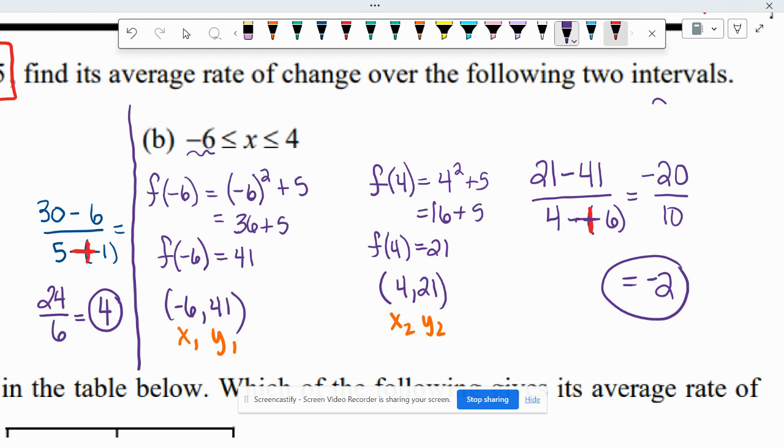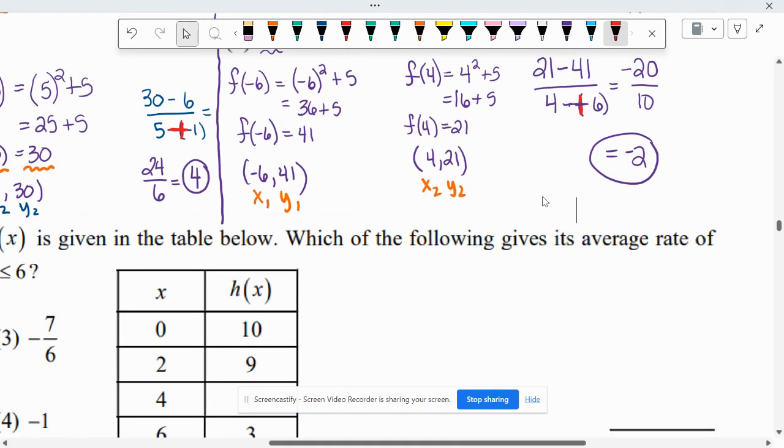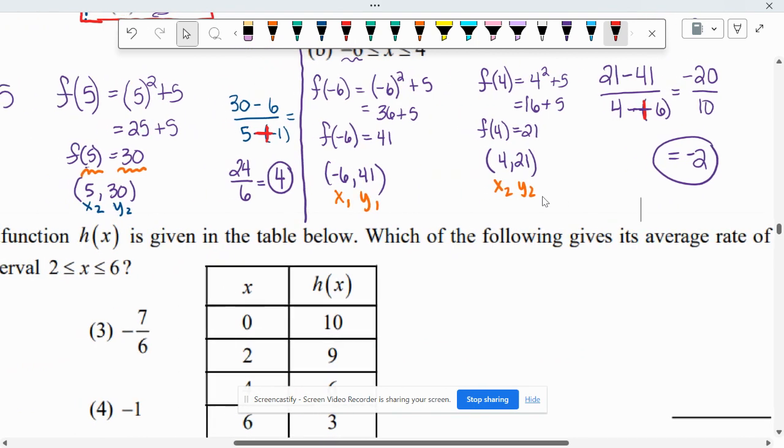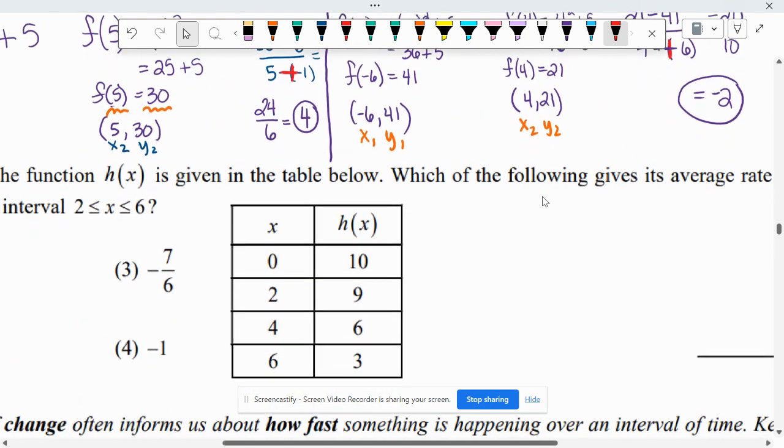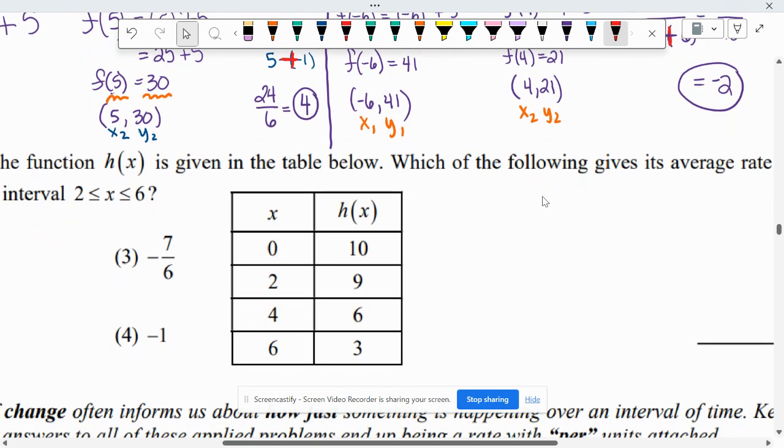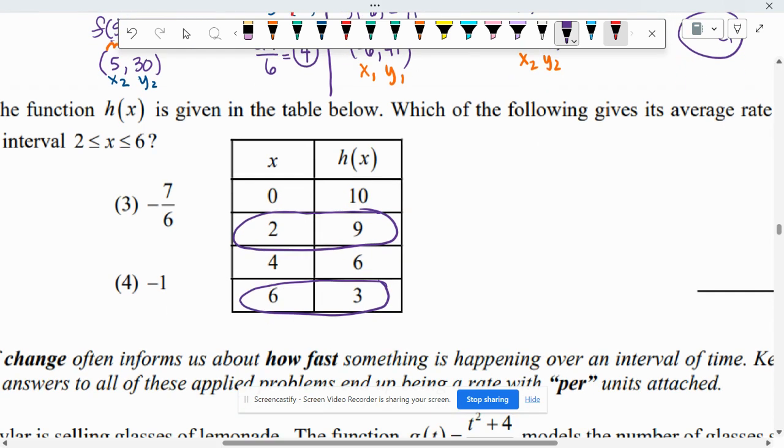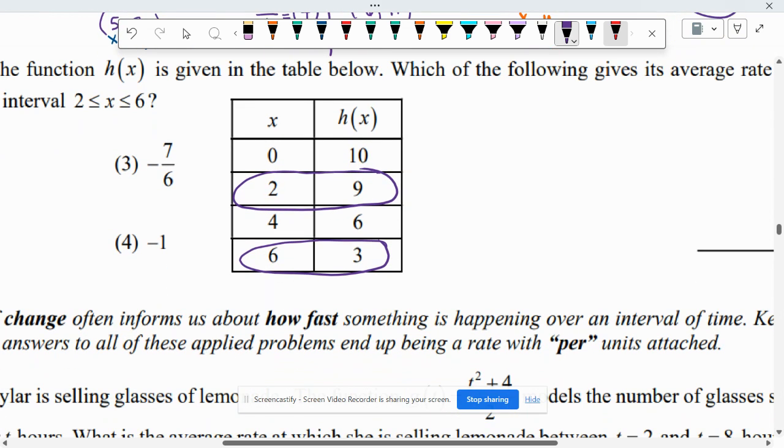So for our table right here, it says, in the table, which of the following gives the average rate for the interval between 2 and 6? So that's saying that when I use the input of 2 and I use an input of 6, what is my average rate of change? So I circle these, and I'm actually going to highlight them so you can see.